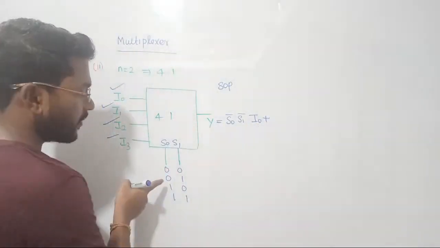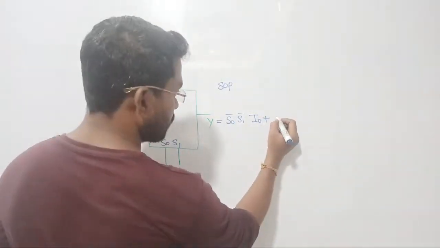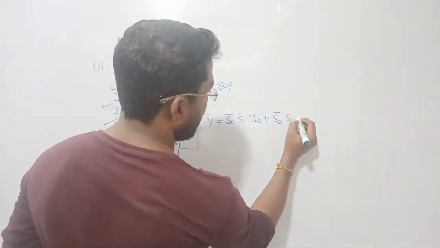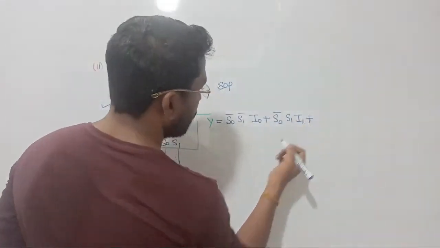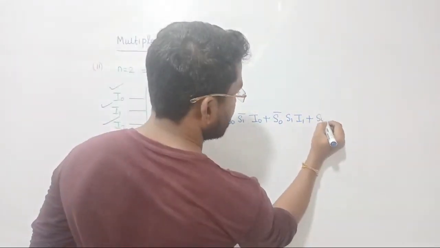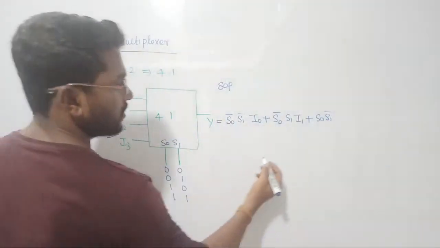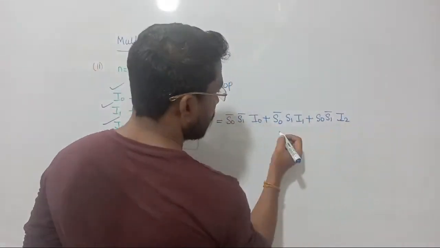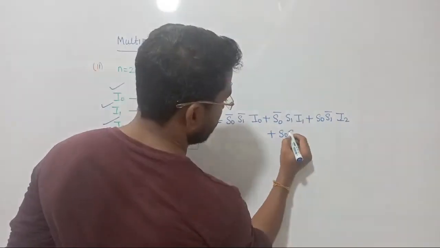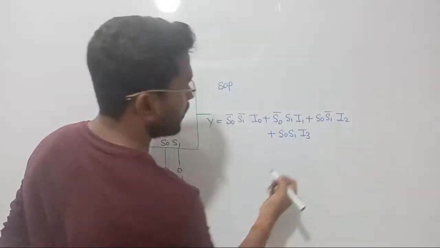plus when we are giving 0 1, automatically I1 will be selected, such that output is going to be, see there, S0 we should take bar, and for S1 we don't need to take anything, and then we have to consider I1, plus the third one is going to be S0, we have to consider S1 bar, and then I2, plus last we are going to consider S0 S1, and here we are going to consider I3.